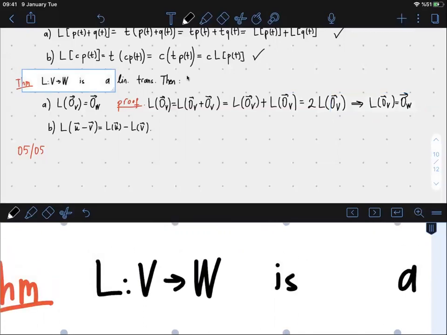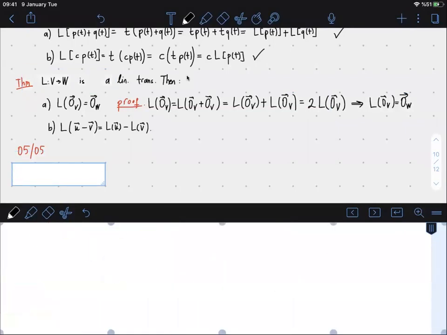Okay, this was the proof. This is an important property. So let's see some examples. Sometimes we can just use this property to see that a given example is not a linear transformation. For example, let's look at this one example.